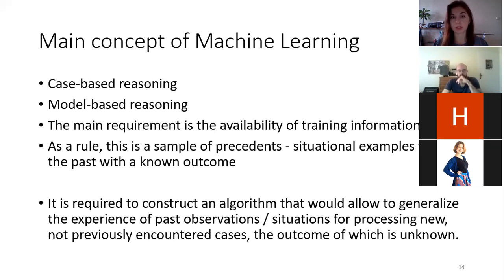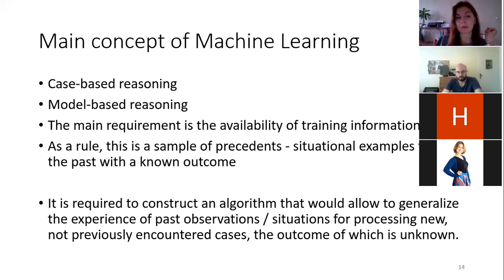And the main requirement is availability of training information. So we need training information from real experience. And as a rule, this is a sample of precedents, situational examples from the past of a known outcome. So we may collect information about our patients for the last 2 years, for example, and try to fit our model on these patients using these precedents.